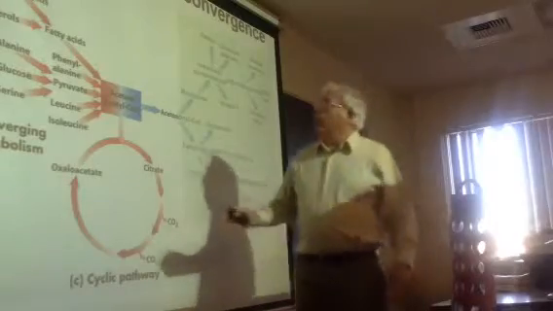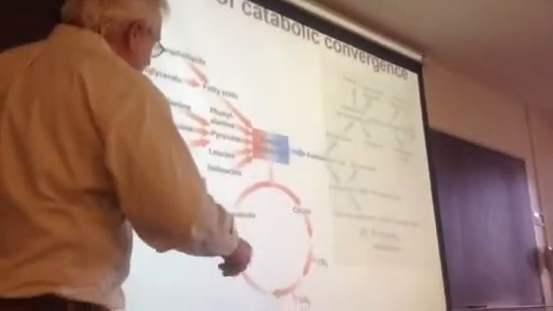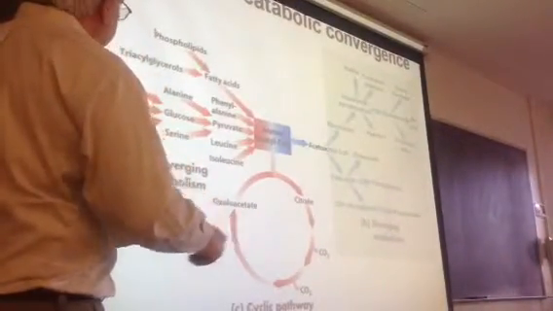of ATP. Okay, so catabolic pathways converge on a few common intermediates like acetyl-CoA, which feeds into the Krebs cycle and gets converted to CO2.